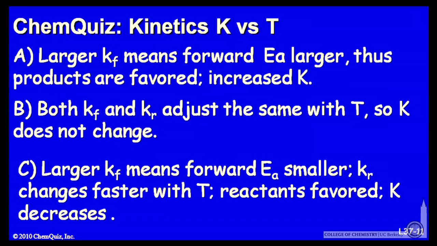Let's look at a possible explanation for each answer. A, a larger Kf means the forward activation energy is larger. Thus, the products are favored and K should increase. B, both Kf and Kr adjust the same with temperature, so K doesn't change. Or C, a larger Kf means the forward activation energy is smaller and Kr changes faster with T. This favors the reactants and K decreases. Think about those three and make a selection.